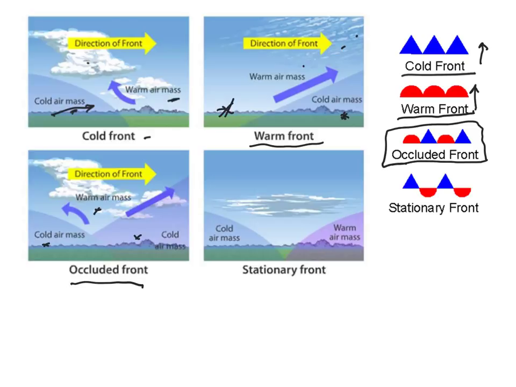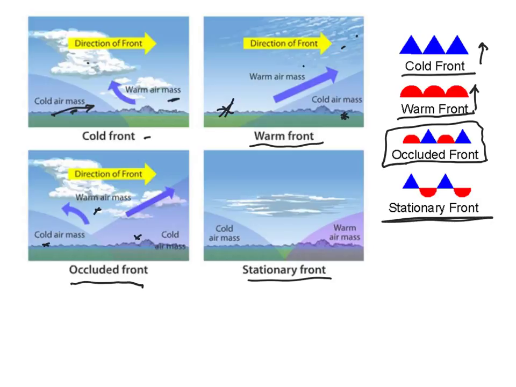And then there's this last front that we didn't spend a lot of time talking about, and this is quite simply a stationary front. A stationary front is exactly like it seems. We have a warm air mass moving one way, and a cold air mass moving the other way. They're kind of bumping into each other, moving back and forth a little bit. There's not a lot of motion, so that's why we call it a stationary front.